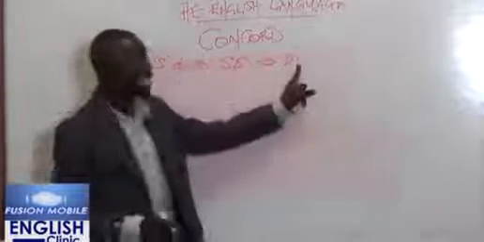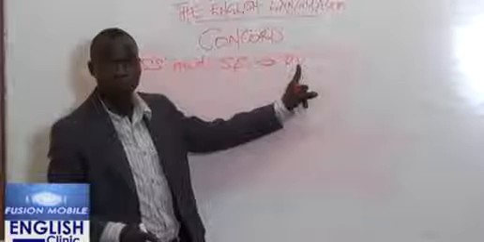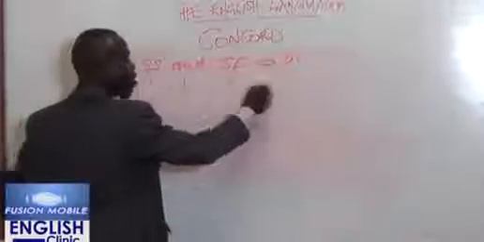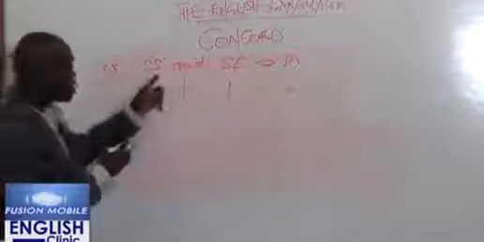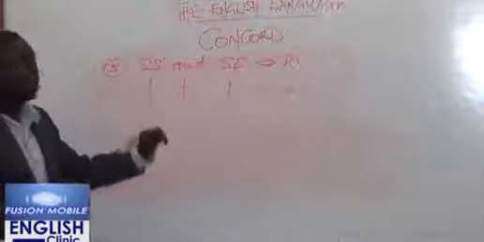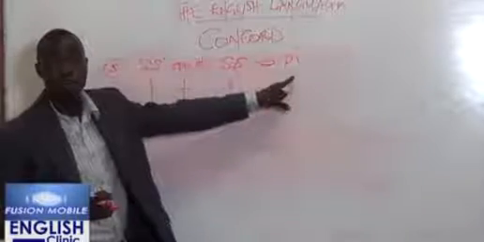The verb that agrees with them is what? The plural. In other words, we are saying 1 + 1. Of course, that will give us 2. That's what we're saying. Two singular subjects connected by "and," we take what? The plural verb.